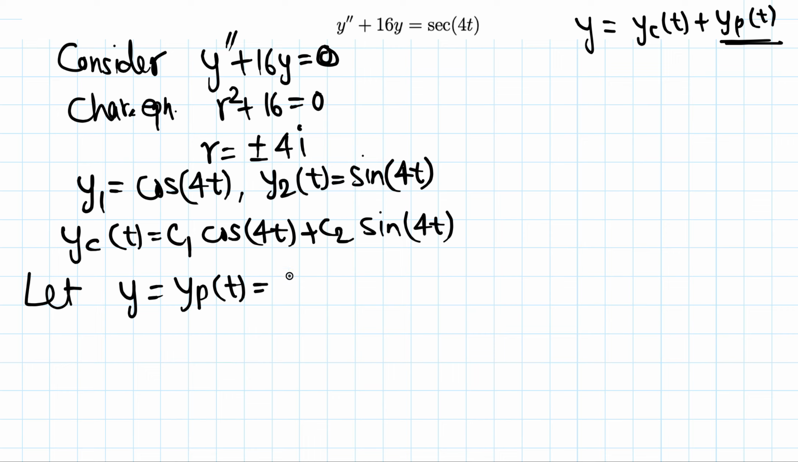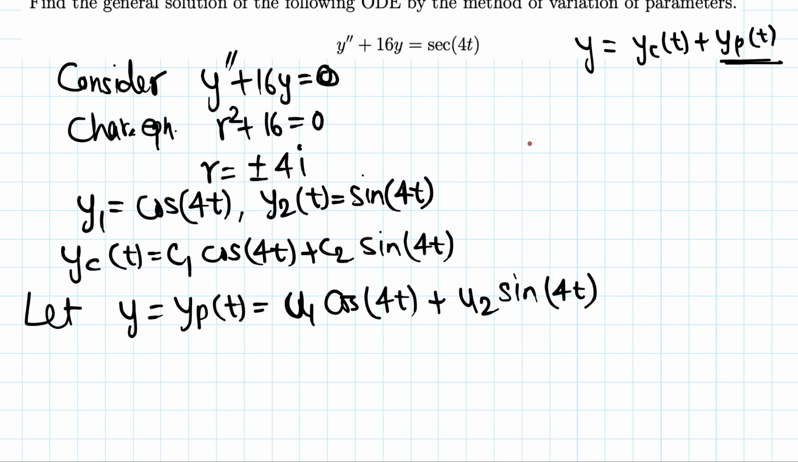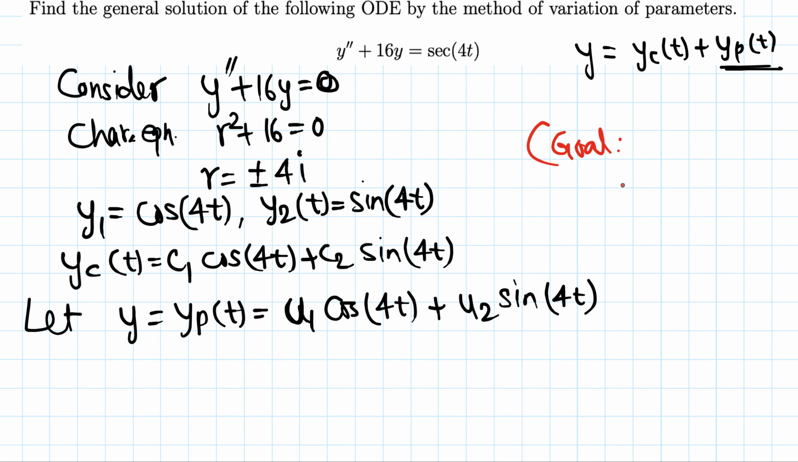Let's say this is u1 cosine 4t plus u2 sine 4t. This will be our yp. The general solution is yc plus yp, where we have yet to determine the values of the functions u1 and u2. So the goal here is to determine the functions u1 and u2.